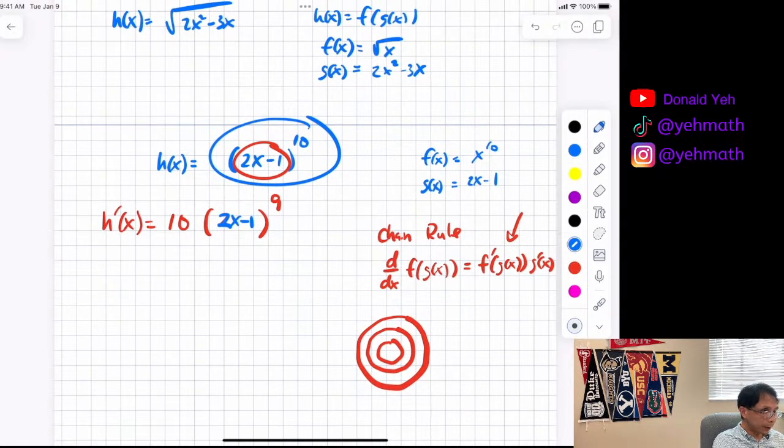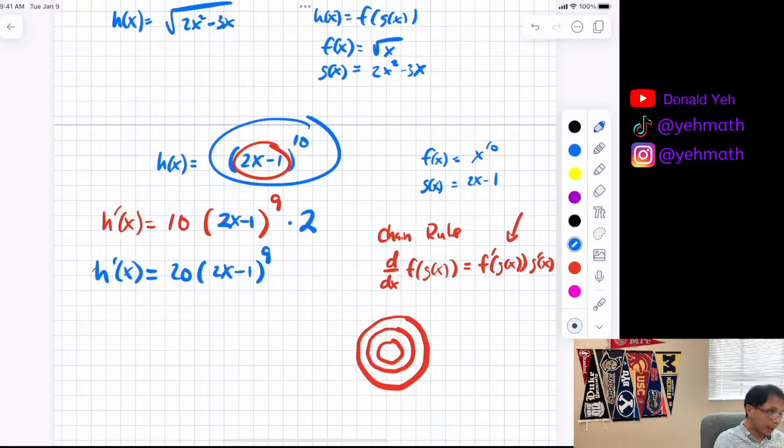And then what I'm going to do is take a derivative of the inside layer now. So I've got to chew the bubble gum, and that'll be 2. Because g prime of x. And that answer is going to be 20 times (2x minus 1) to the 9th power, and that's h prime of x, and that's so easy. You don't need to simplify it any higher than that because you always leave it in factor form. And that's it, you're done.